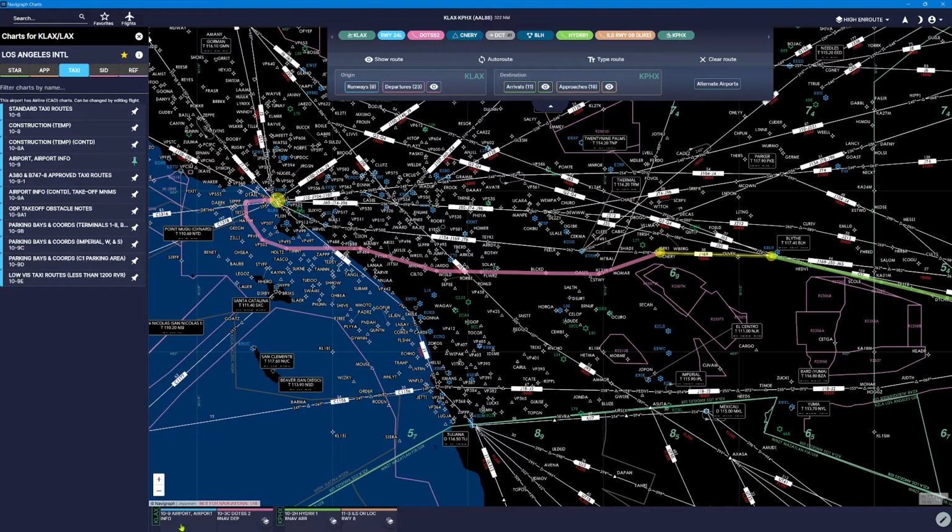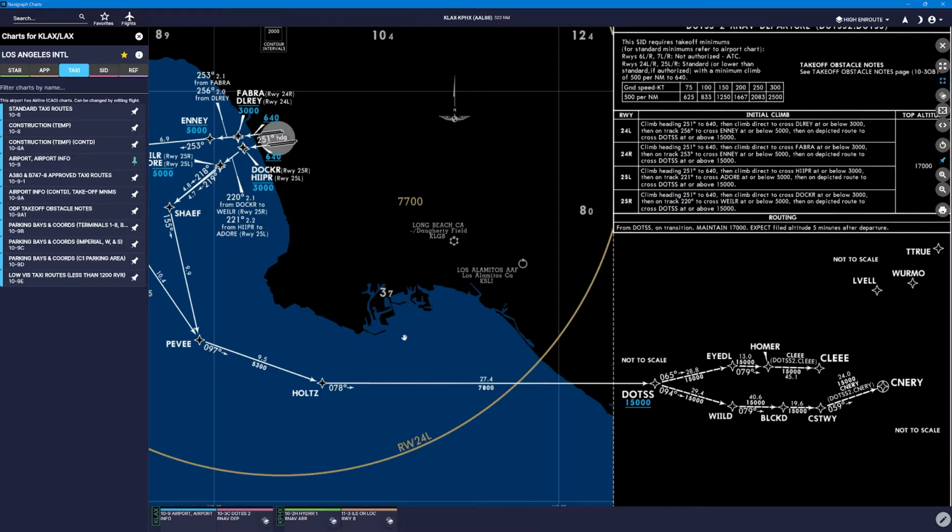So if we go back to the departure, it is saying, then on depicted route to cross dots at or above 15,000. And here is dots, 15,000. Okay. Now, from dots on the transition, you're going to maintain 17,000, and then you're going to expect the filed altitude 5 minutes after departure.